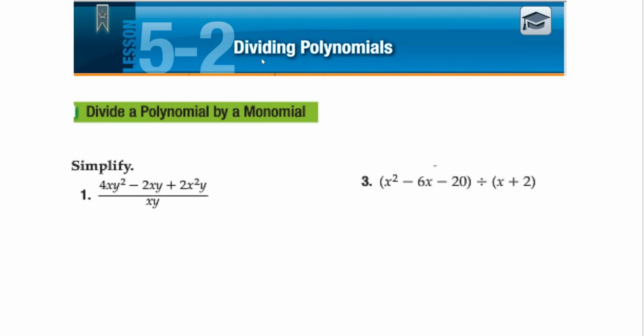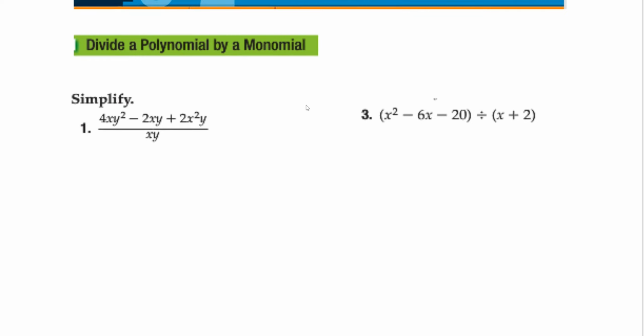5-2, dividing polynomials. So we're going to talk about how to divide polynomials in this case. So first, let's talk about how you divide by a monomial. When you divide by a monomial, by a single term down there, the best thing to do is just split it up.